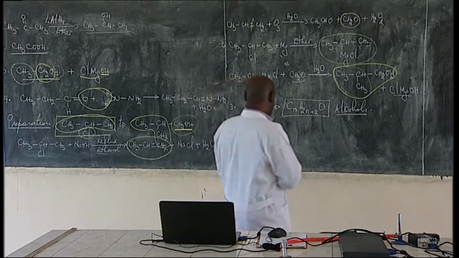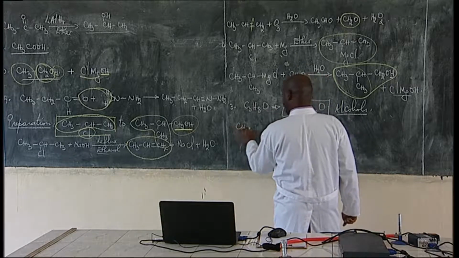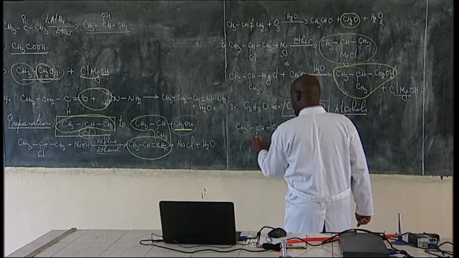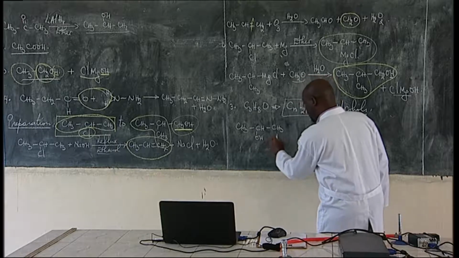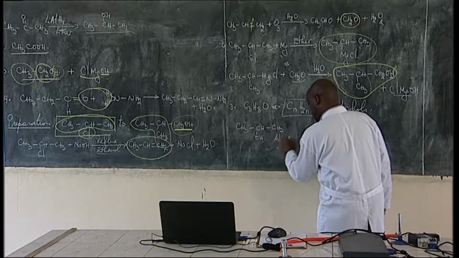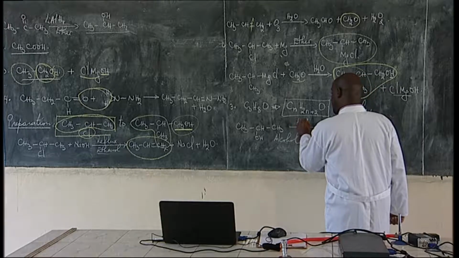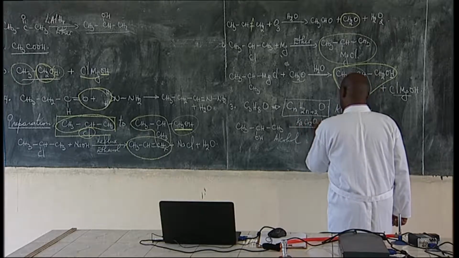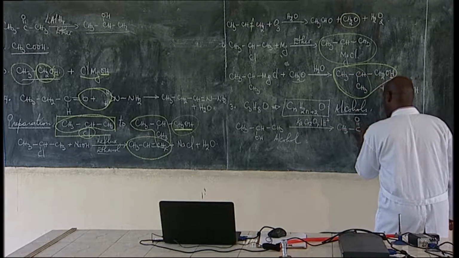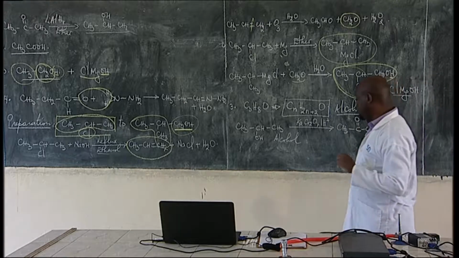And then we have this compound, CH3CHOHCH3. This is compound A, the alcohol. And this one was oxidized by the oxidizing agent in acidic medium to produce CH3COCH3. And this is the equation for the reaction of this oxidation.